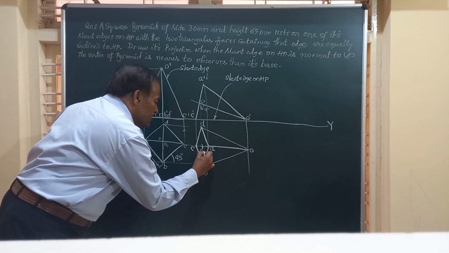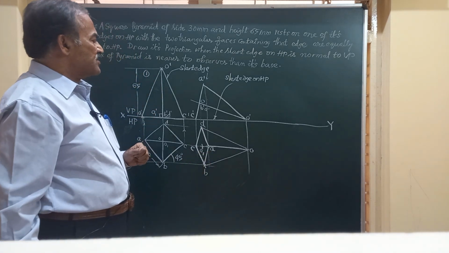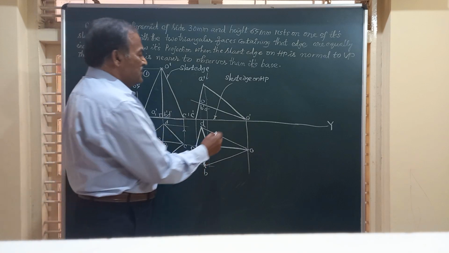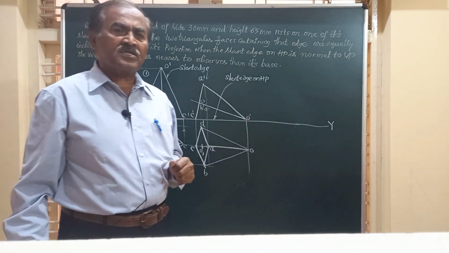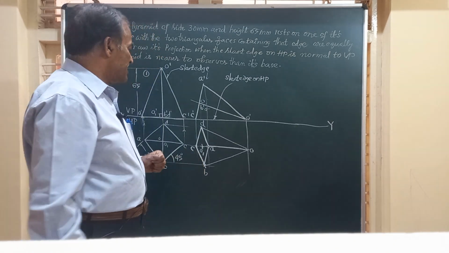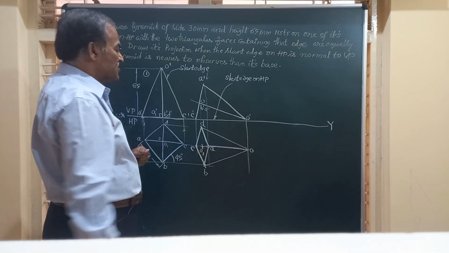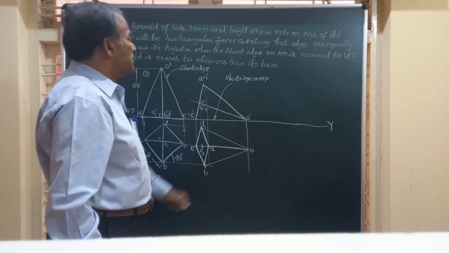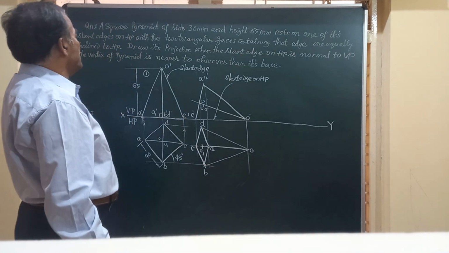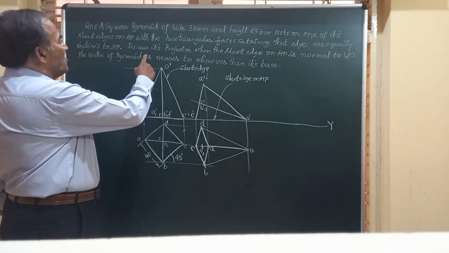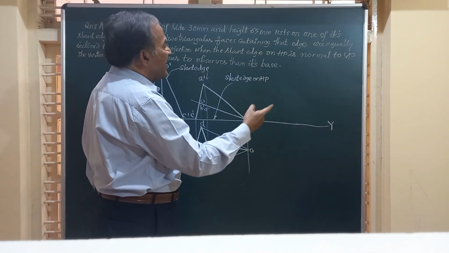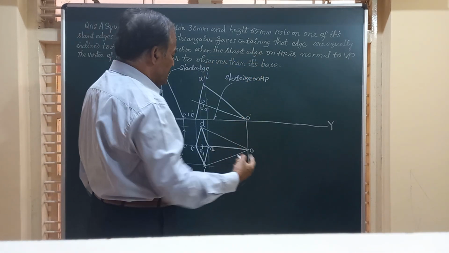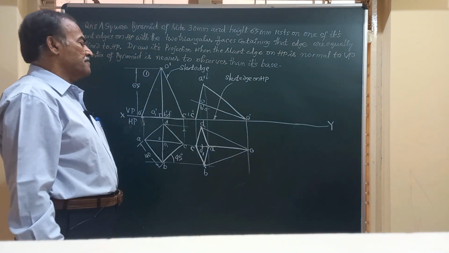This is O1, the center of the base. Friends, you observe that the solid is resting on OC. OC is one of the slant edges, and you find that the axis of the solid, that is O1, is parallel to VP. And in the question you have been asked to draw its projections when the slant edge on HP is normal to VP.